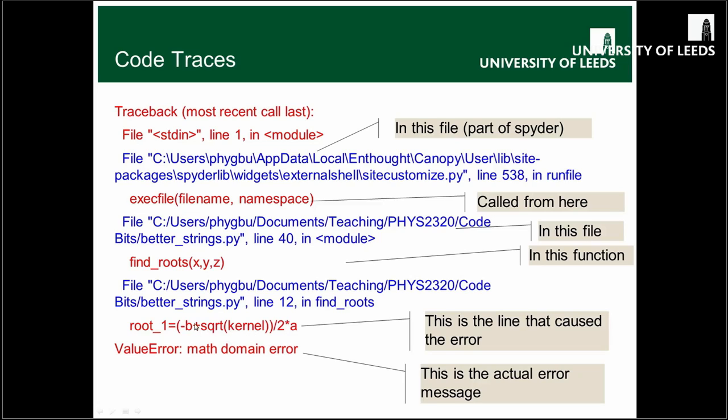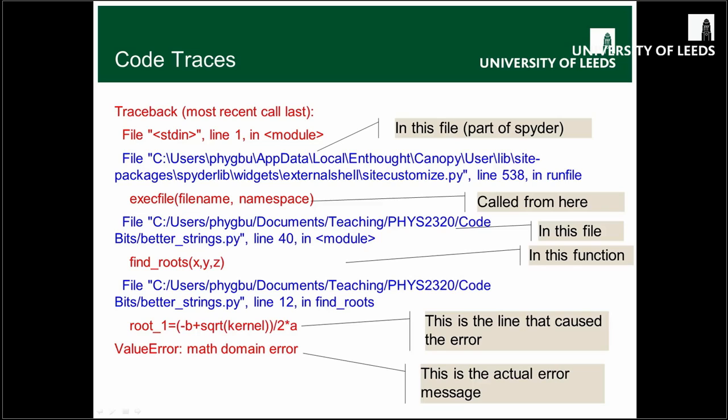The line above that is telling you whereabouts that error was hit. It tells us it came about in line 12 of the find roots of our betterstrings.py file, in a function find roots. Then the line above that shows us how the find roots function was being called: find_roots(x, y, z). And the line above that tells us this happened in line 40 of our program.